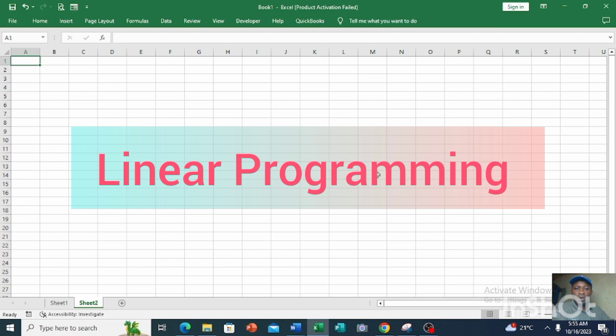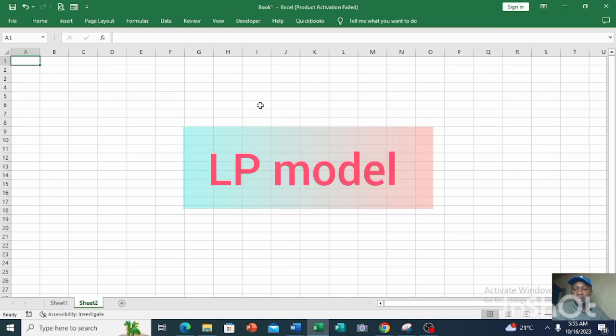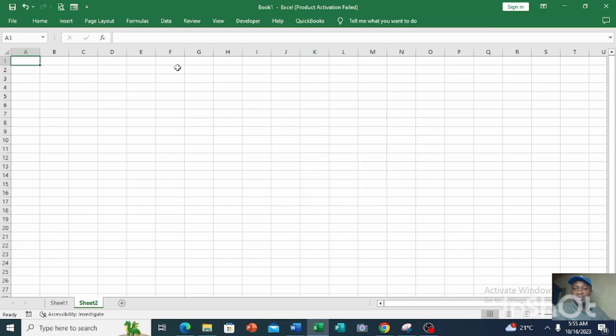So, today we are going to be looking at linear programming, or the LP model. Linear programming is a mathematical technique which is used in allocating scarce resources in an economy. So we use the LP in order to allocate scarce resources. The scarce resources that we are talking about here are labor, capital, and so on and so forth.